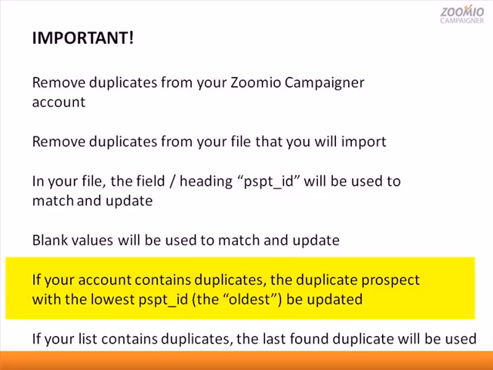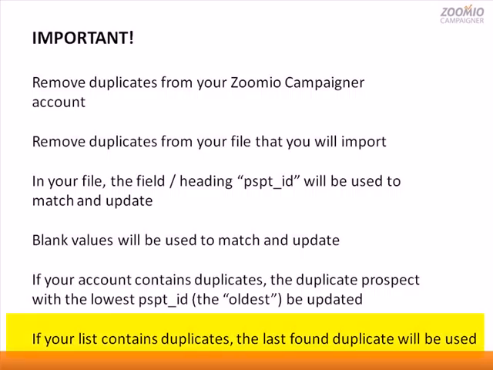If your account does contain duplicates, then during import, the system will use the oldest prospect, or in other words, the prospect with the lowest prospect ID number, as the prospect to be updated during the import. In addition, if the file you're importing contains duplicates, then the bottommost duplicate, the lowest row in the file, will be the one that is used to update on match.